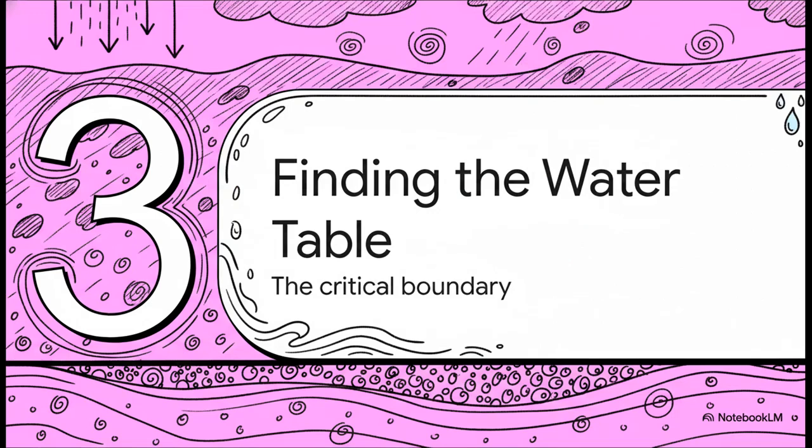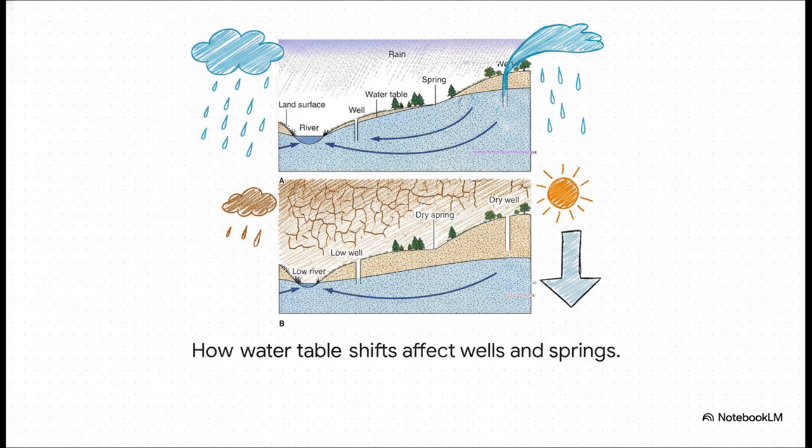Moving on to Section 3, finding the water table, the critical boundary. So, what do we actually call that critical boundary line where the air stops and total saturation begins? Well, that's the water table. And the thing is, the water table isn't some flat, static line. It generally follows the topography of the land, but it shifts around based on rain and drought.